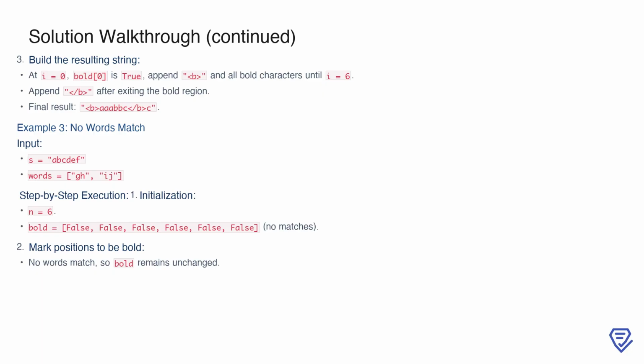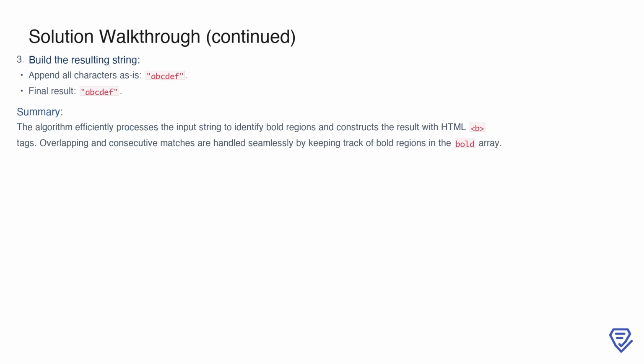In another case, where no words from the dictionary match the input string, such as s equals ABCDF with words equals GH, IJ, no indices are marked as true in the bold array, so the input string is returned unchanged as ABCDF. The algorithm efficiently handles bold regions in the input string by first marking the relevant indices in the bold array and then constructing the final string with HTML tags. It seamlessly manages overlapping and consecutive matches by merging them into a single bold region. For cases where no words from the dictionary exist in the string, the input is returned as is. This approach ensures clarity, correctness, and efficiency, making it a robust solution for the problem.